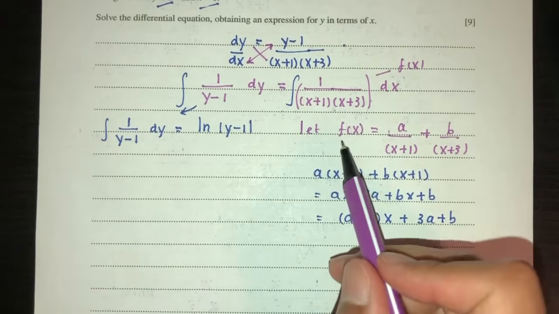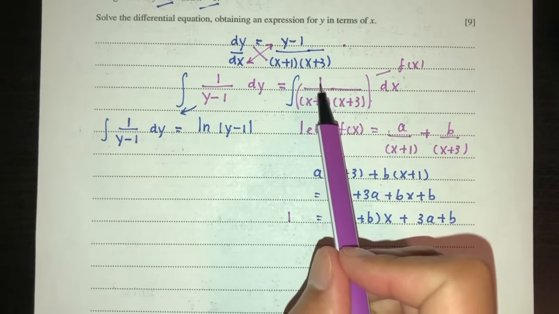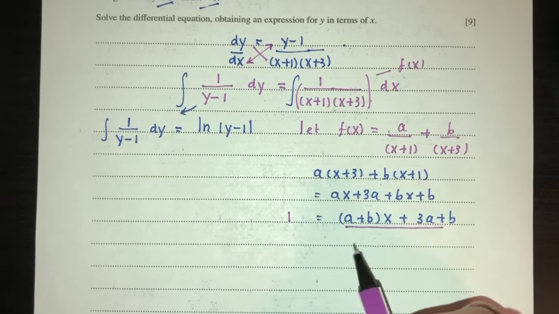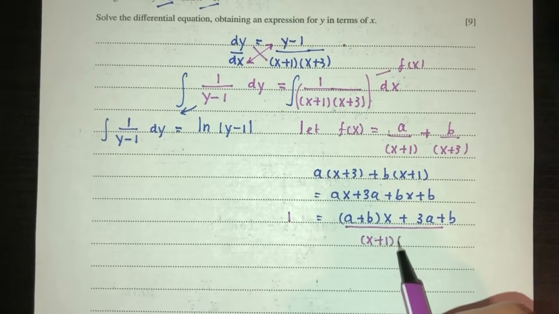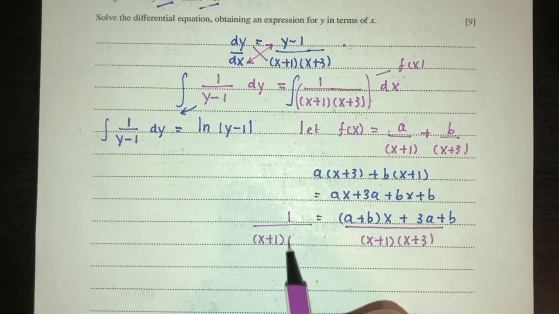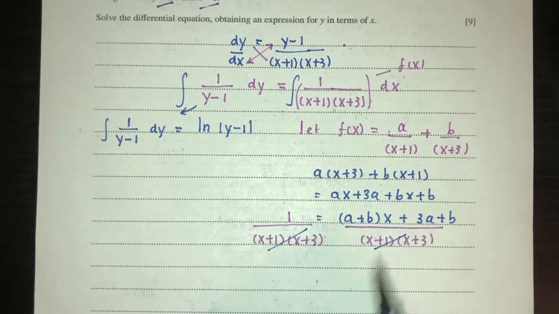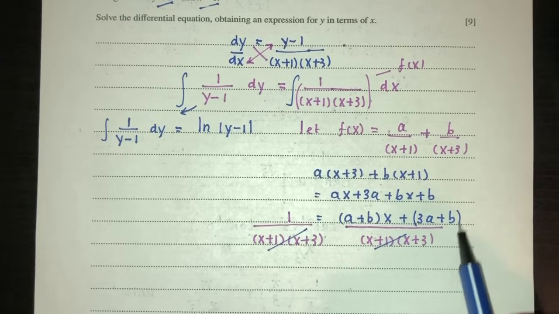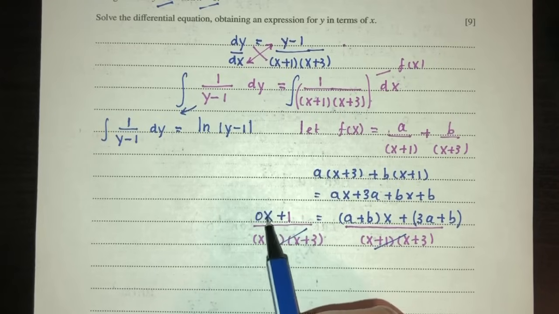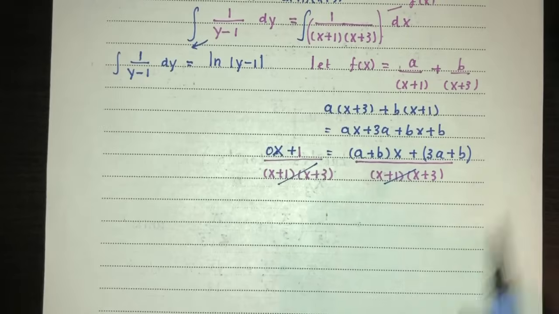Now we have to compare, right? F of x was equal to what? On top we had 1. So 1 on top, and the base here is just x plus 1 and x plus 3. The base for f of x is the same, x plus 1 and x plus 3, so these just cancel out. So we just have to compare the coefficients. Here we have no x, so basically 0x plus 1, which means a plus b is equal to 0, so that's our first equation.